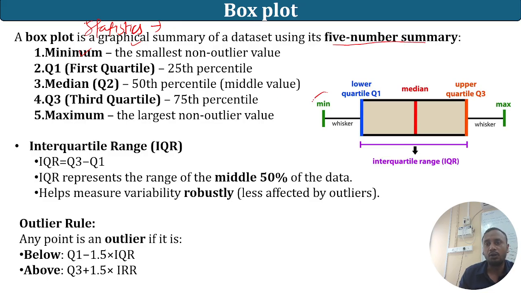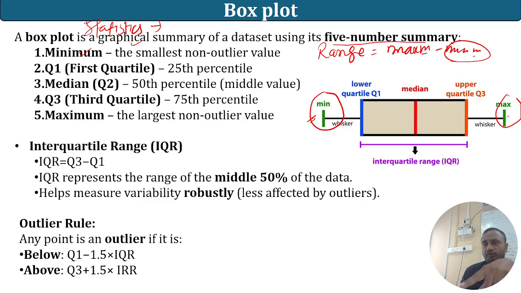First one is the minimum value. What is that? Just see for the range, it is maximum minus minimum. But for the box plot, this is not that minimum. For the box plot, we don't have that max value, because that is going to be an outlier. For any point to be an outlier, there is a formula. We can calculate it actually. So if we talk about the range, first we have to calculate the range.